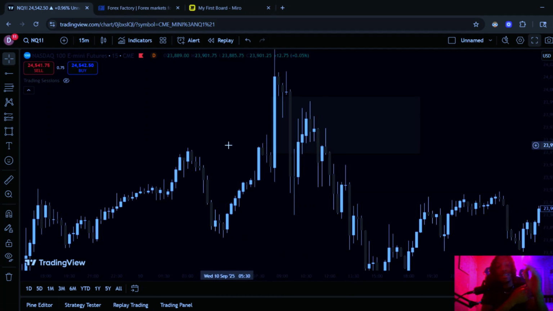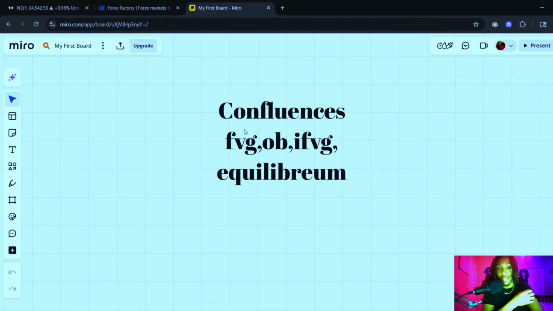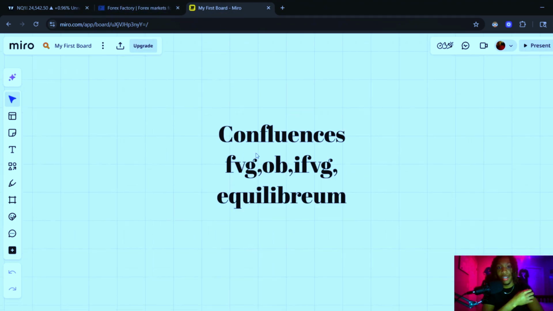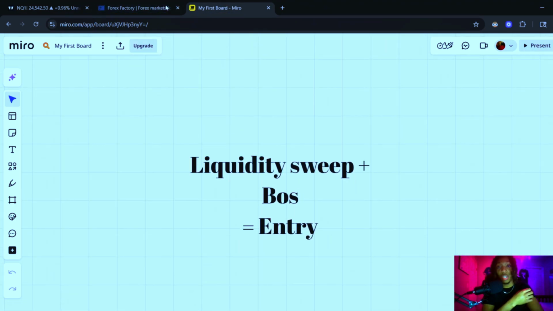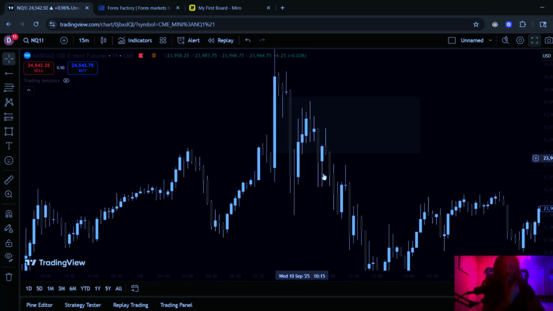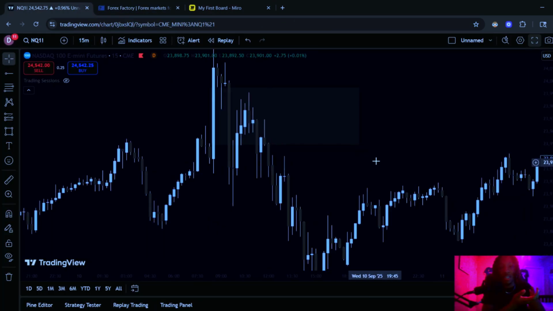Now remember, these confluences aren't to be used by themselves. They're confluences for a reason. You're supposed to use them as a whole. That's why in the Miro you see 4 different confluences right here, including liquidity sweep and breaker structure, right? Because you're supposed to have them as a whole. With one of them, you're not going to be able to make a trade. So don't go out and just use one of these saying, oh, I've got the golden strategy. No, you have to use all of these. So what's next? You pretty much get the gist of it right there.